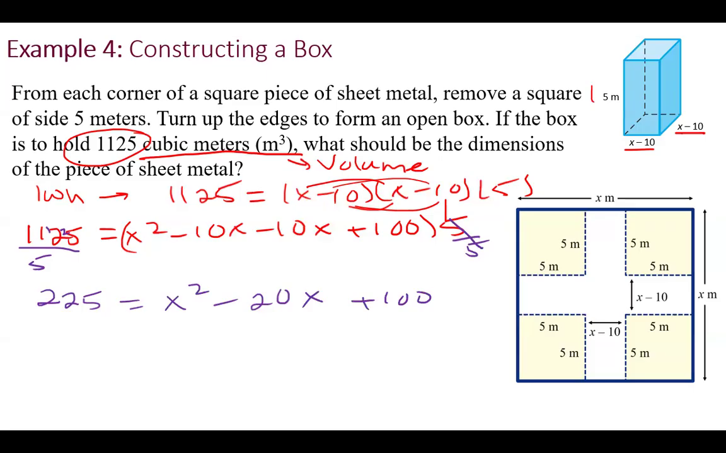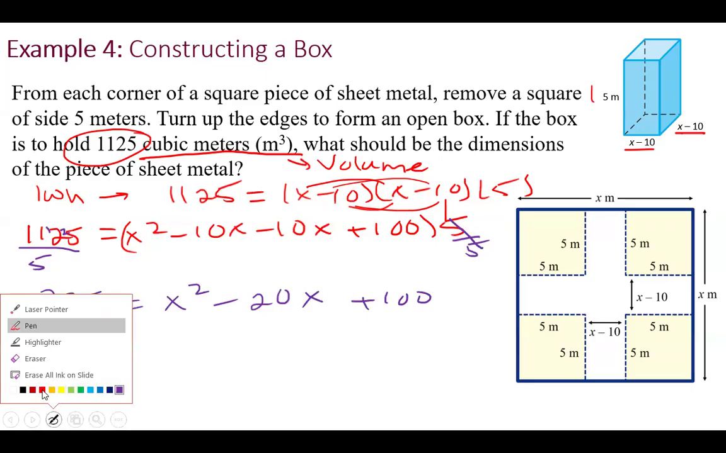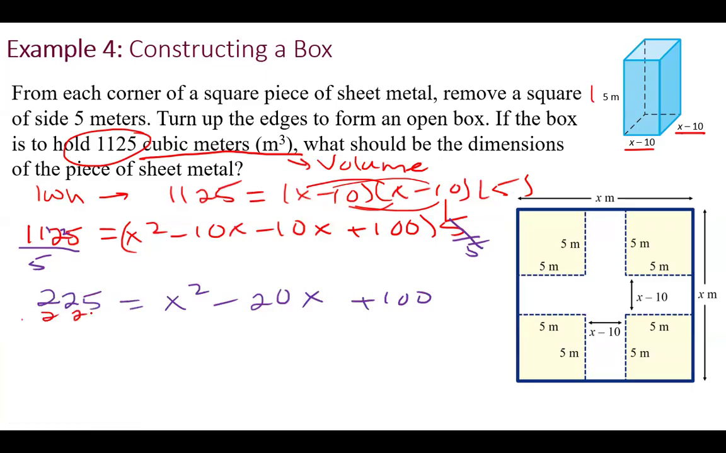Still with me? All right. Now, this side is still not equal to 0. So what do I need to do to that 225? I got to subtract it. So minus 225 minus 225. So we now have 0 equals x squared minus 20x minus 125.